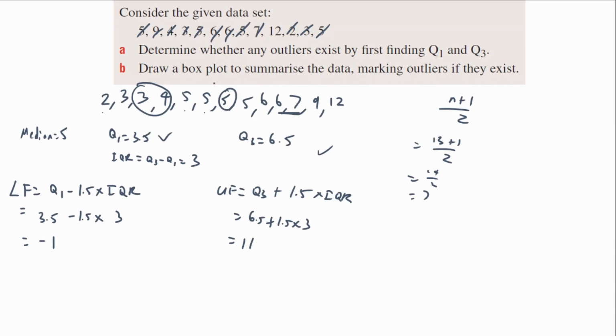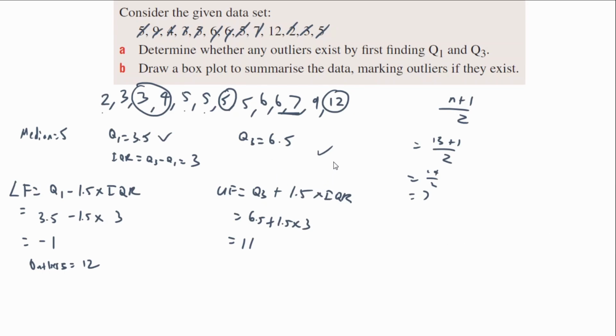So let's check if there's any data that's outside of that. There's nothing in the negative, so no outliers towards my left, but there is an outlier towards my right, past my upper fence. And that is the value of 12 there. So we have one outlier. Let's just write that: outliers equals 12. We have 1 there. Alright, that's question A done. Let's move on to question B now, which is to draw a box plot.